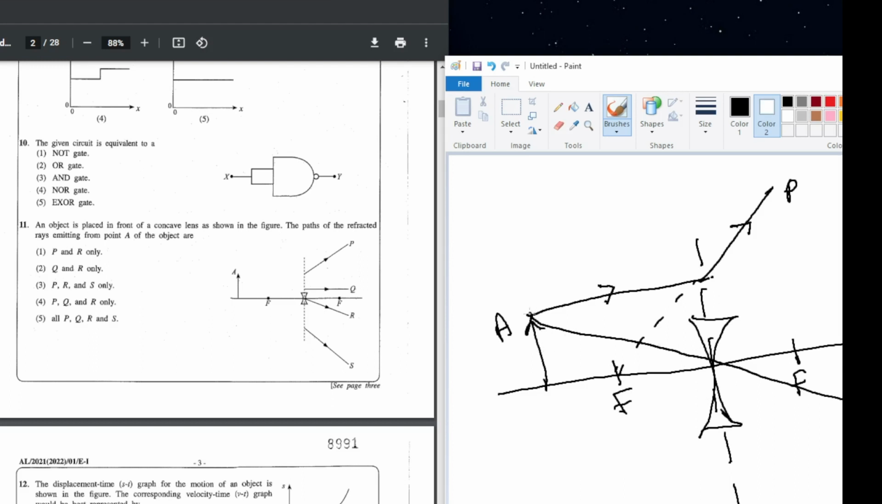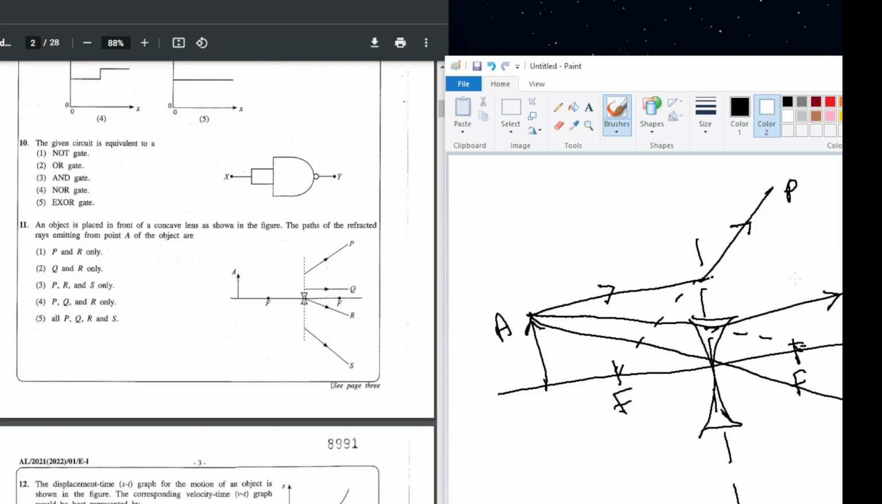If a ray coming towards the focal point, it will go parallel to the principal axis. This is Q. So answer 3. 3 ways are there for the condition they are asking, P, Q and R. Answer is 4.